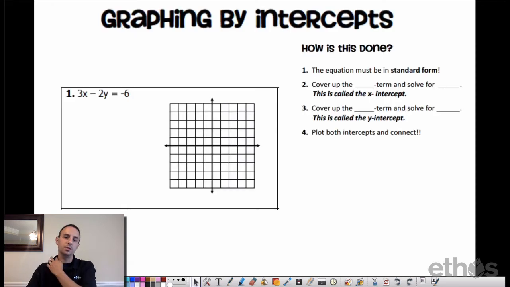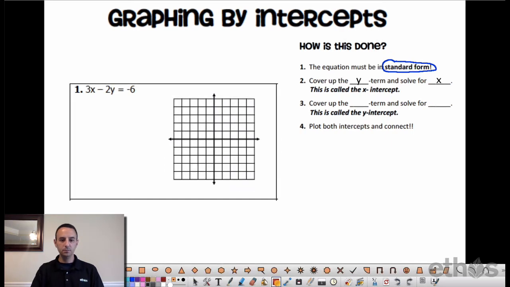So what we're going to do is learn first how to do this. This can only be done if you are in slope-intercept form or standard form right here. It doesn't work if you're in any other form except for this. So the first thing you're going to do is cover up your y term and solve for x. I'm just going to show you what I mean by that. Let me get this all covered up, ready to go. Come here. There we go.